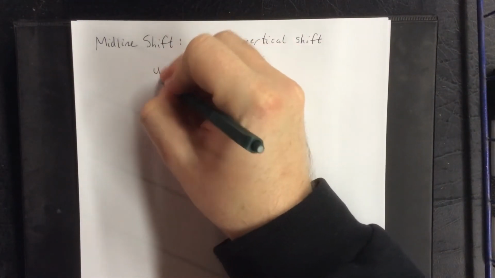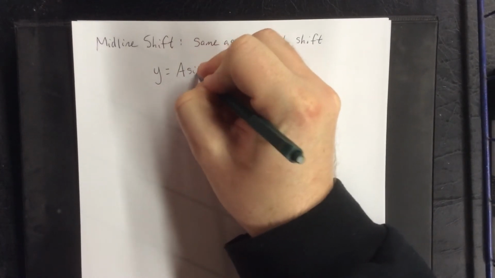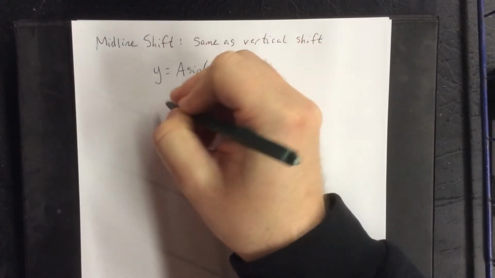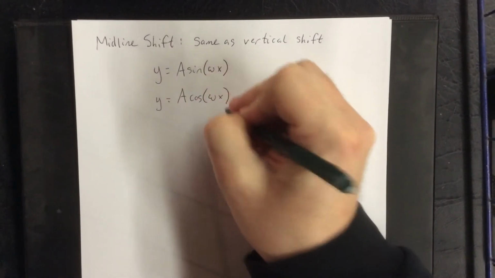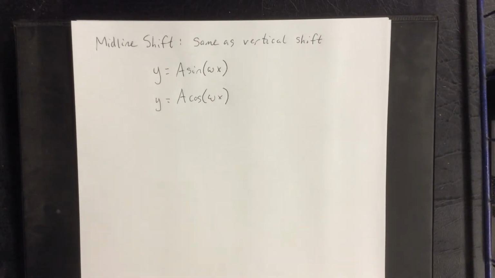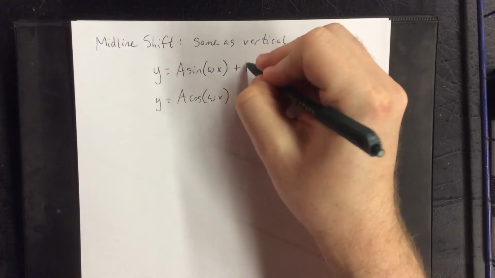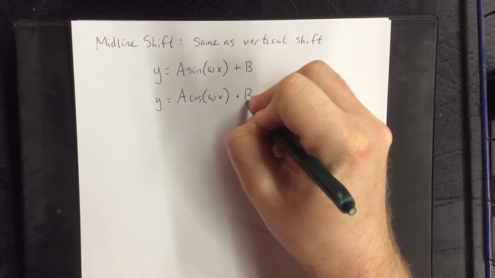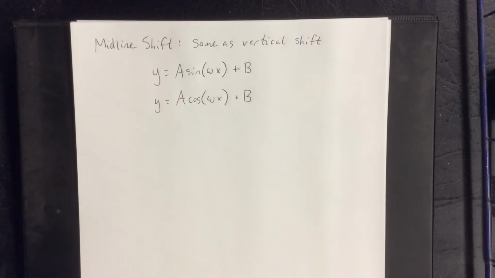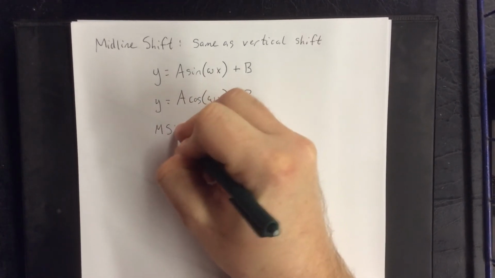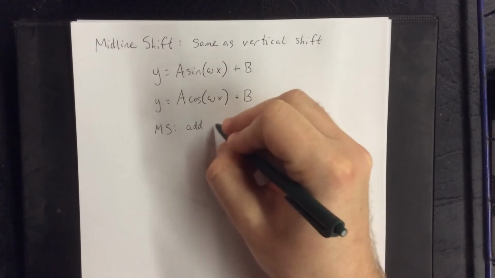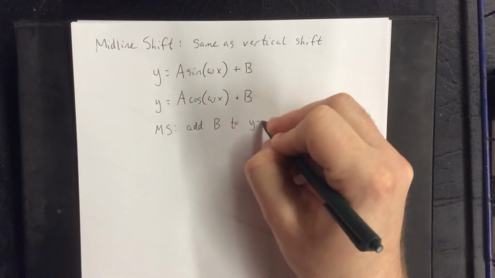So with that in mind, the two different versions of transformed sinusoidal curves that we had were the following, depending on what the mother function was. So this was a times the sine of omega x and a times the cosine of omega x. As soon as we tag on a vertical shift, this would be plus b, where b is some constant. So the midline shift is going to be add b to the y values.